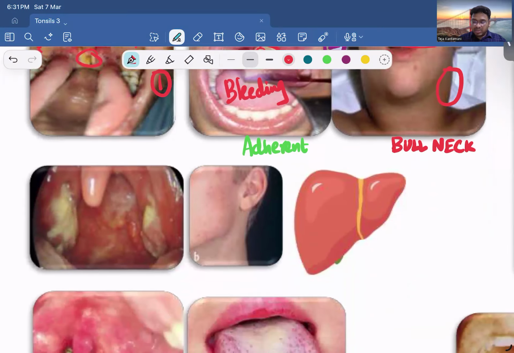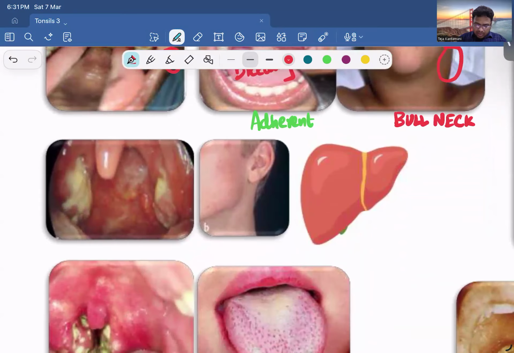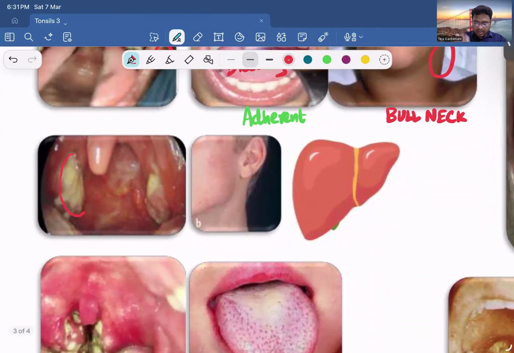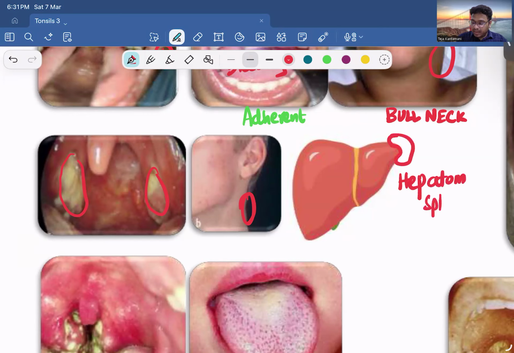Now coming to one more scenario, sir, here also some exudates are there. It is an acute condition, yes, because redness is there. Along with that, there are neck nodes. Along with that, there is hepatomegaly. And if the spleen is involved, splenomegaly is also there. Hepatosplenomegaly. So this is due to what? This is due to Epstein-Barr virus.